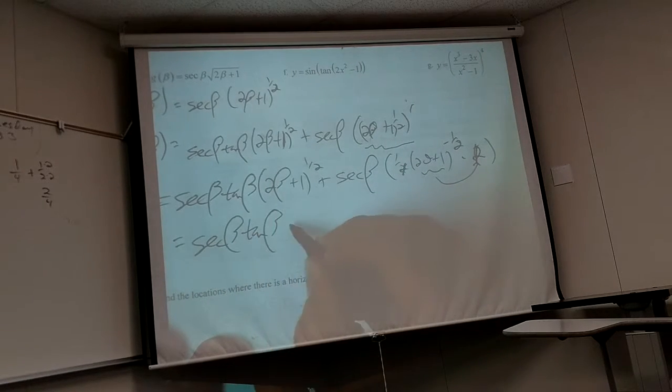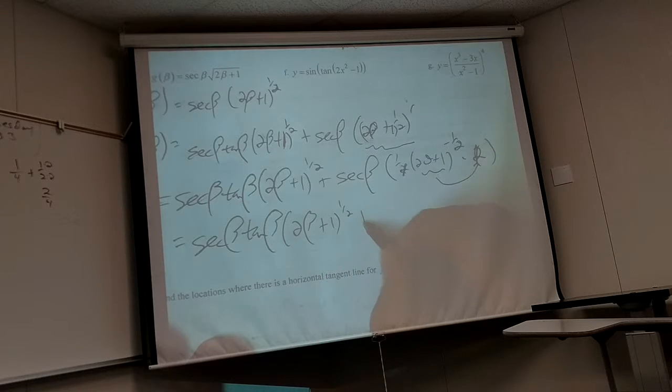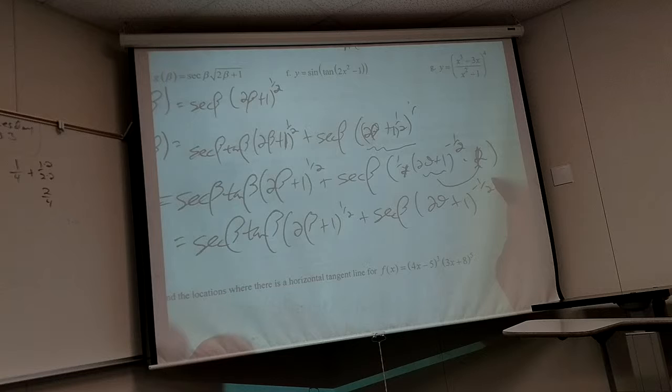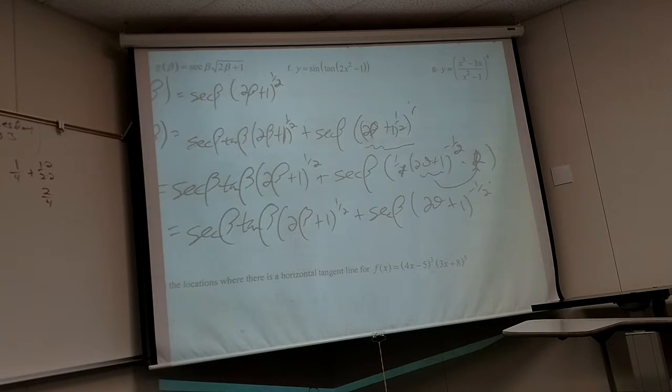So then I get beta tangent beta twice beta plus 1 to the 1/2 plus secant beta times 2 theta plus 1 to the negative 1/2. And if you wanted to, you could bring that downstairs. It doesn't matter.